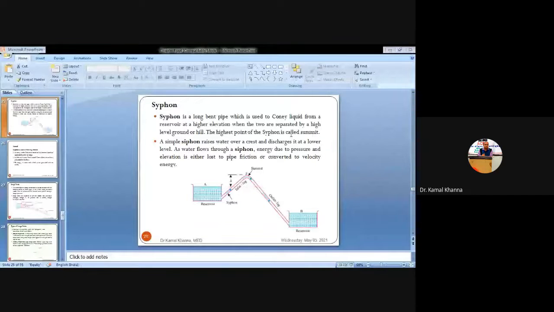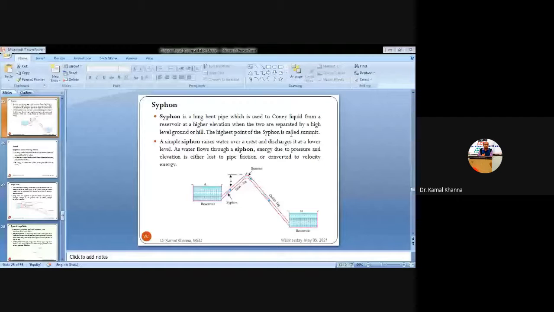The upper portion of the siphon tube is called the summit, and as soon as you have connected one end of the siphon tube with the first reservoir and the second end to the second reservoir, this is used to carry the water from the higher point to the lower point. You can see as soon as it is connected, the water starts moving into the siphon with the help of the pressure energy and the potential energy.